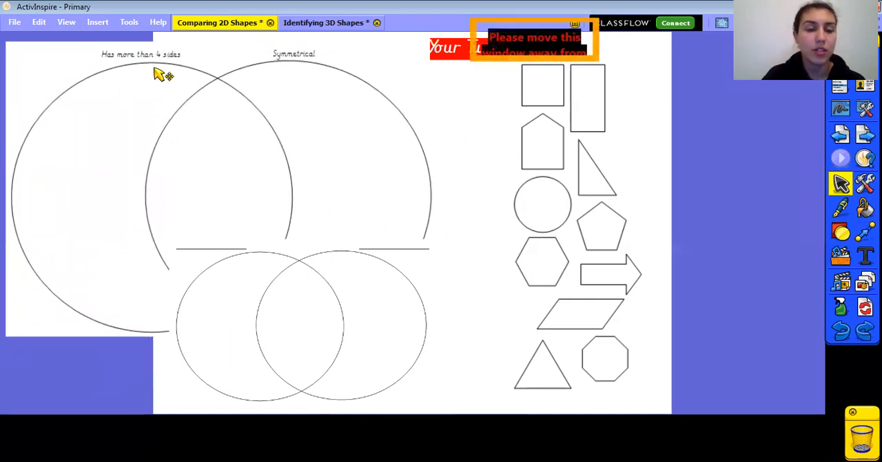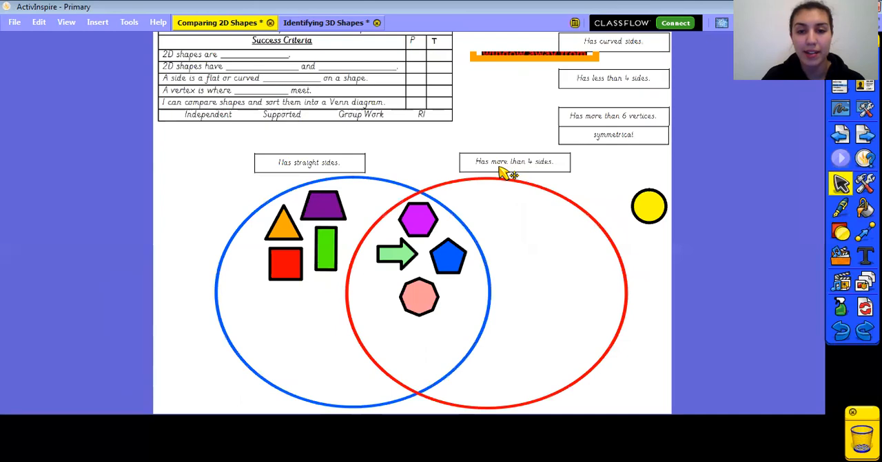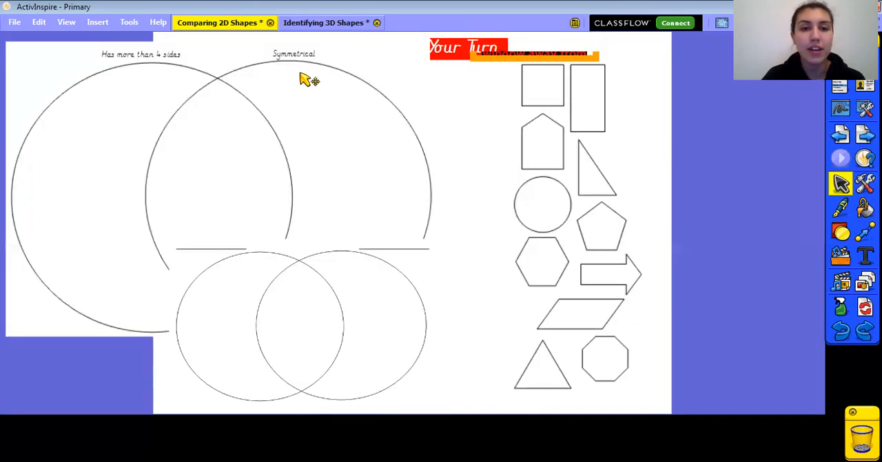Now, the example I have chosen with the names on has more than 4 sides, which is one that I did here. There you go, has more than 4 sides. But I've chosen a different name for this circle here, and that is symmetrical. So remember, this word symmetrical means that it has at least one line of symmetry. If there is a shape that is not symmetrical, it doesn't have any lines of symmetry at all. Remember, that means if I folded it over on a line, would they match perfectly?